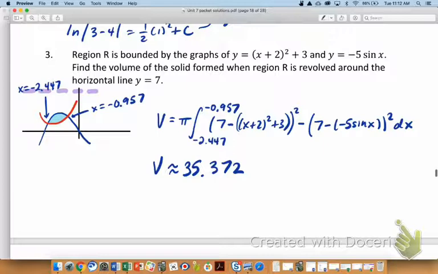You have to do 7. Why do you have to do 7? So the axis of rotation is not the x-axis or the y-axis. So it's been displaced. The axis of rotation is y equals 7. So to find the appropriate distances, you need to do 7 minus.